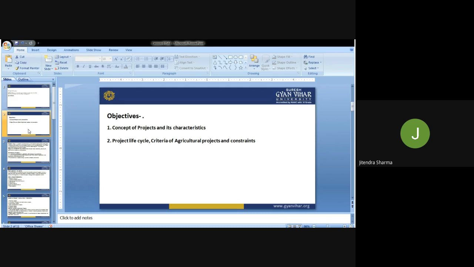So that is why we have discussed the concept of a project and its characteristics, the project life cycle, the criteria of agricultural products, and constraints. These are all the objectives which we have achieved through the discussion in this project.